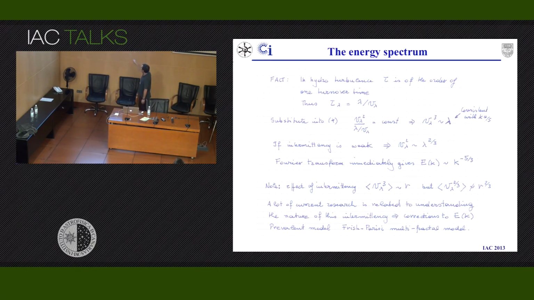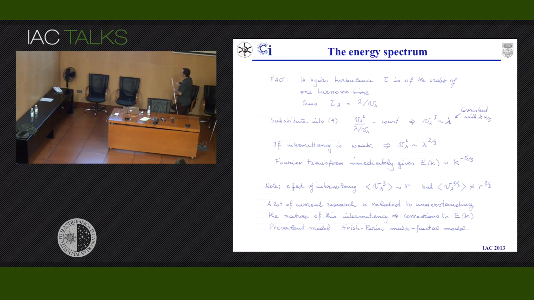And if intermittency is weak, well, I can take the 2/3 root of that, and then v squared goes like lambda to the 2/3. I take the Fourier transform, and I get k to the minus 5/3, exactly as advertised. I have to assume that I can go from this to this. But in general, this is not true because of intermittency corrections.